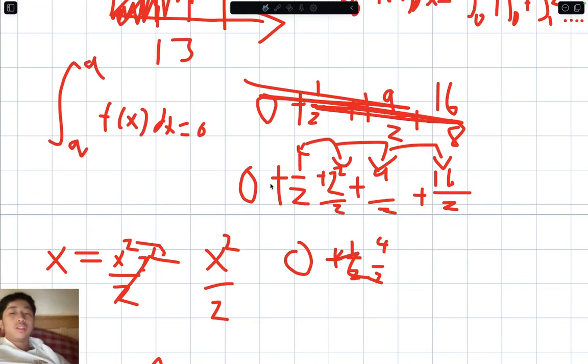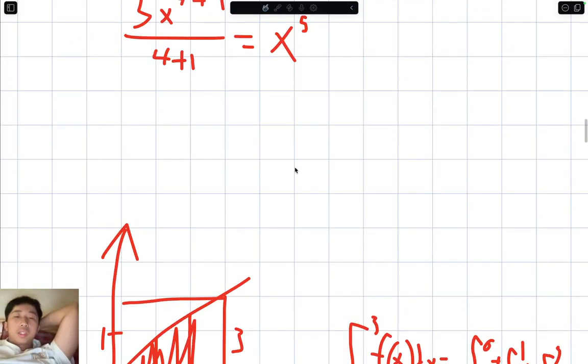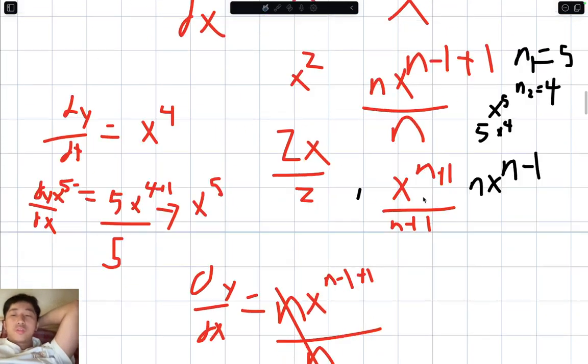And just like this, how we saw 0, 1 half, 2 squared over 2, 3 squared over 2, and then 4 squared over 2. That's how you got the equation here. That's how you get an individual's graphical derivative, antiderivative. But in general, the rule for any power series should be this.